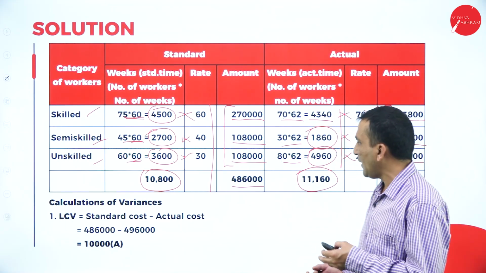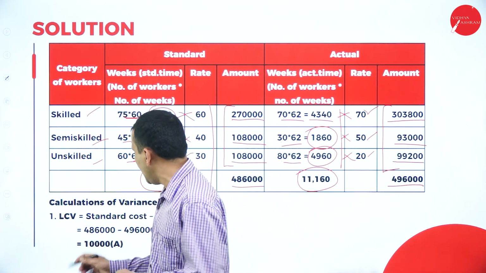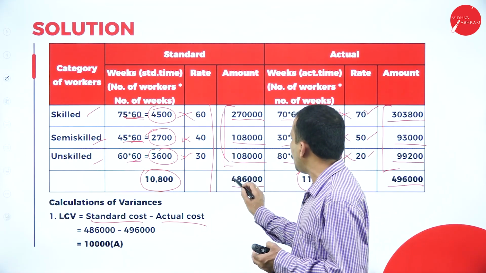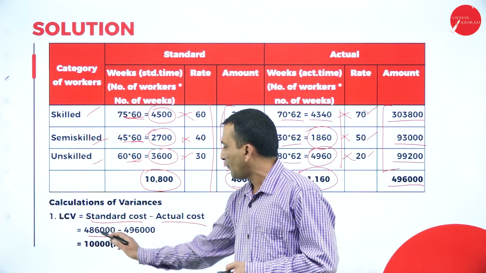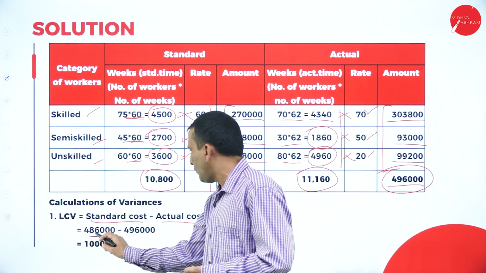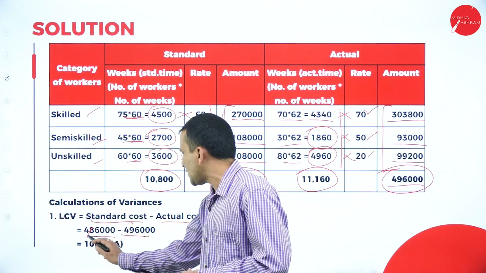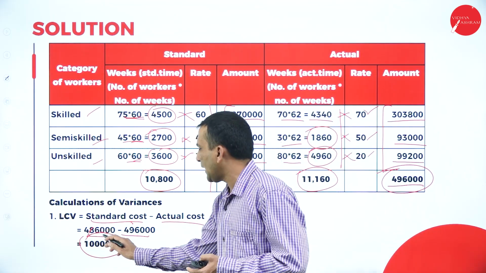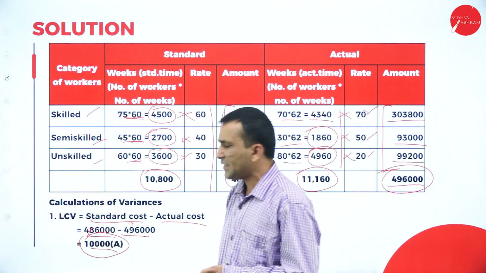Once we construct the table, we need to calculate the labor cost variance using standard cost minus actual cost. The standard cost we calculated just now, 4,86,000, directly with the help of the table. The actual cost we calculated is 4,96,000. So which sign is more? The sign is actually negative. If you subtract, the difference is 10,000, which is nothing but adverse. So 4,86,000 minus 4,96,000, obviously we get an adverse result of 10,000.